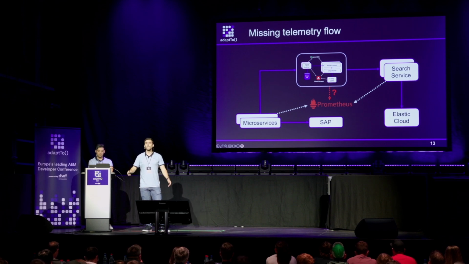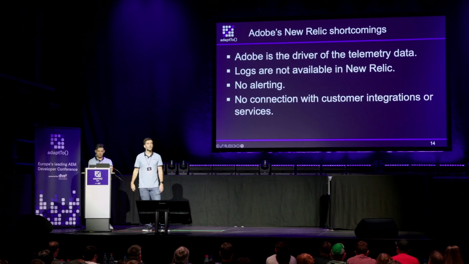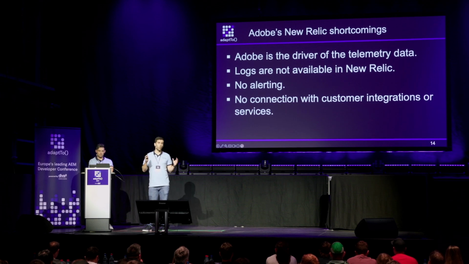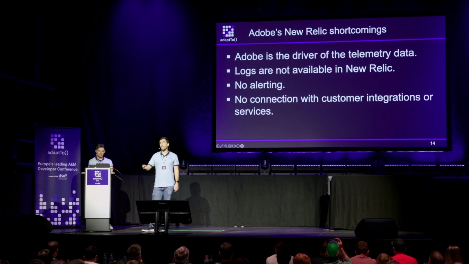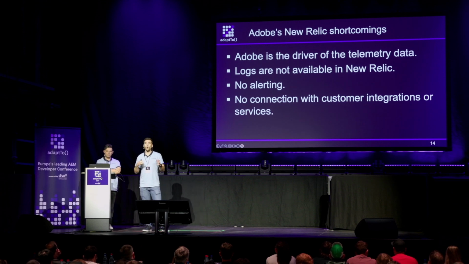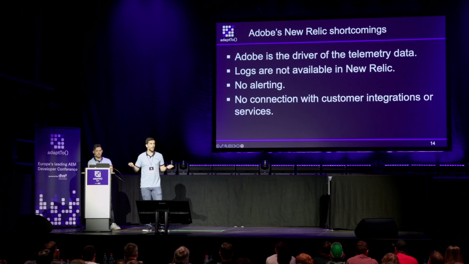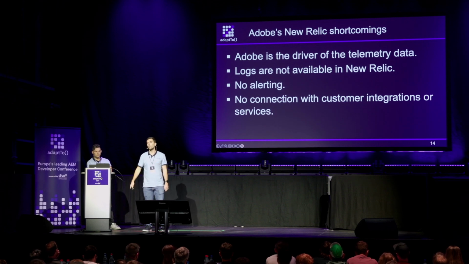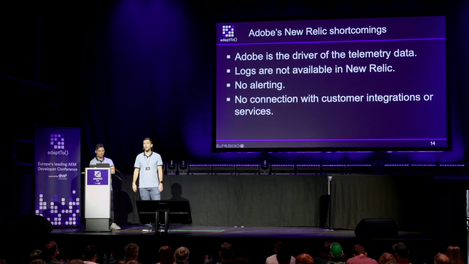AEM is a closed down system and there is no telemetry flow going to Prometheus or other tooling that the customer would have. So this showcases Adobe's New Relic shortcomings. It's not enough. Adobe is the driver in a walled garden where they have the telemetry data, they decide what is tracked in there, and you can only have a read-only view, you don't have alerting. So if you want to know up front that something is going wrong, you're not even able to. So if you also have those customer integrations like the search or the microservice, you cannot push that to New Relic. So this is really a lacking feature in my opinion.